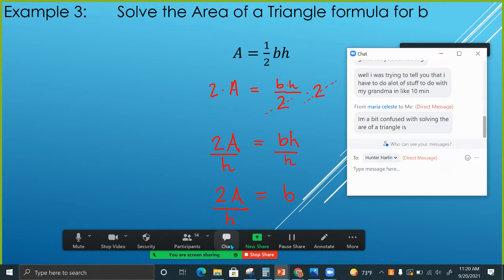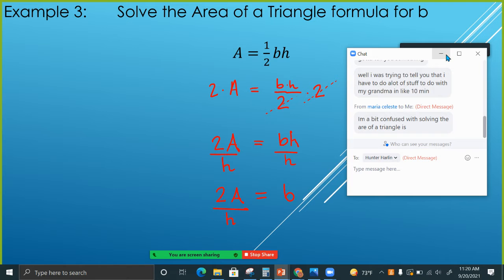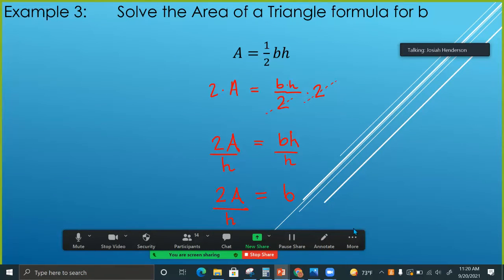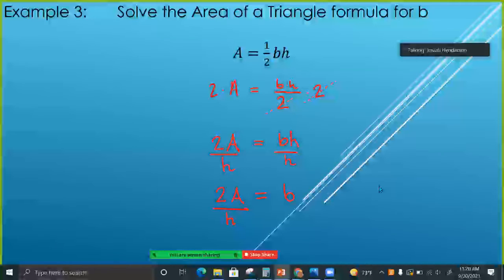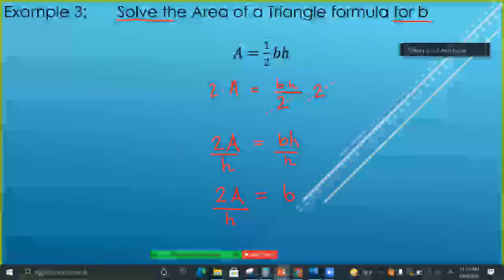I see something in the chat. So thank you for that comment in the chat. Remember, we weren't trying to find the area. All we wanted to do in this case was solve the formula for b. We want to rearrange everything so that b is by itself. How it started at the top, a was all by itself. A was isolated. We wanted to change it around so that B was isolated.